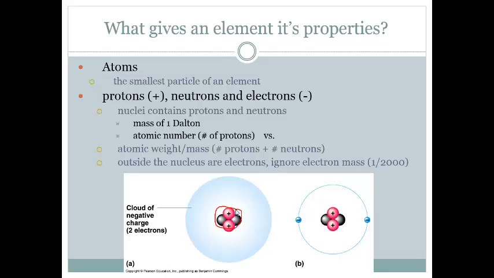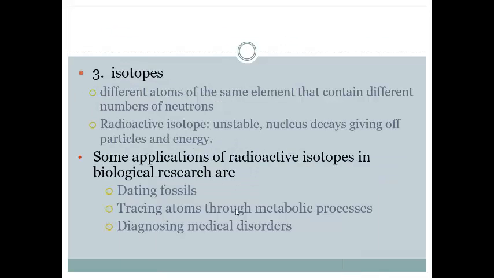To determine the atomic mass of an atom, we add up the protons and the neutrons, giving us the atomic mass. The reason why we don't include the electrons is because they have a negligible mass. So the atomic number is the number of protons. The atomic mass is the protons plus the neutrons.